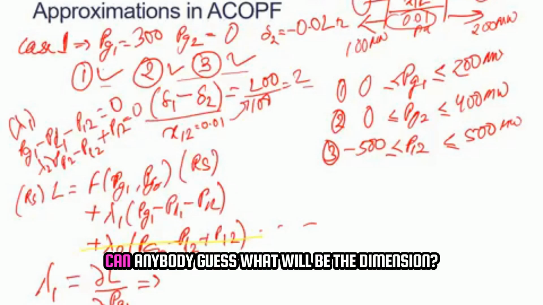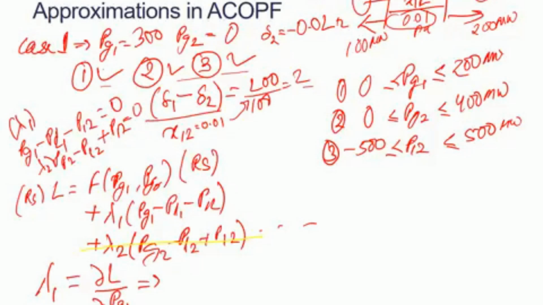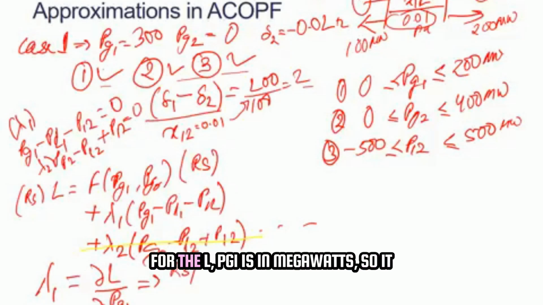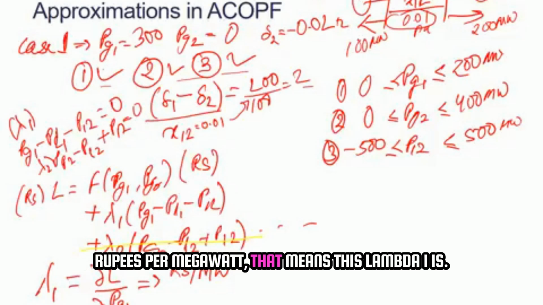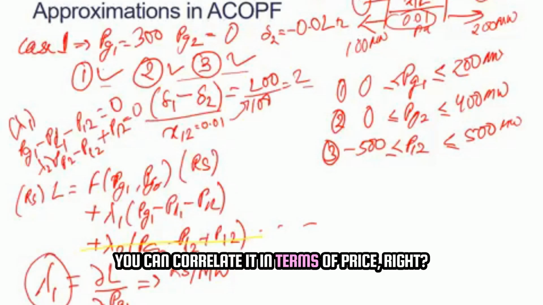Can anybody guess what will be the dimension? Because rupees is the dimension for the L, and Pg1 is in megawatts, so it is rupees per megawatt. Right? Now when you see that the dimension of lambda 1 is rupees per megawatt, that means this lambda 1 you can correlate it in terms of price.